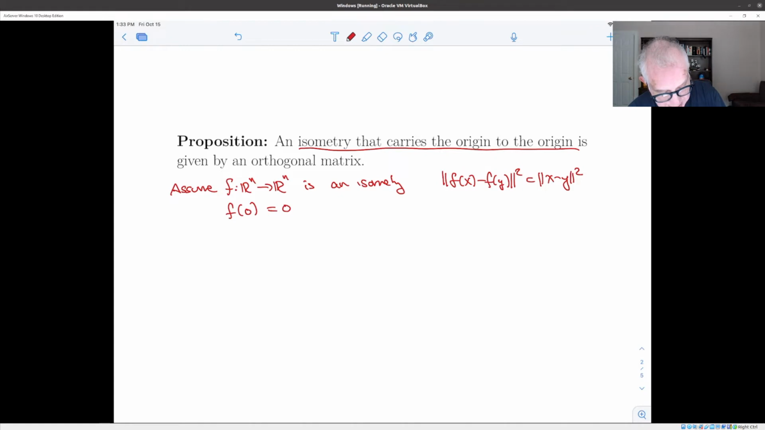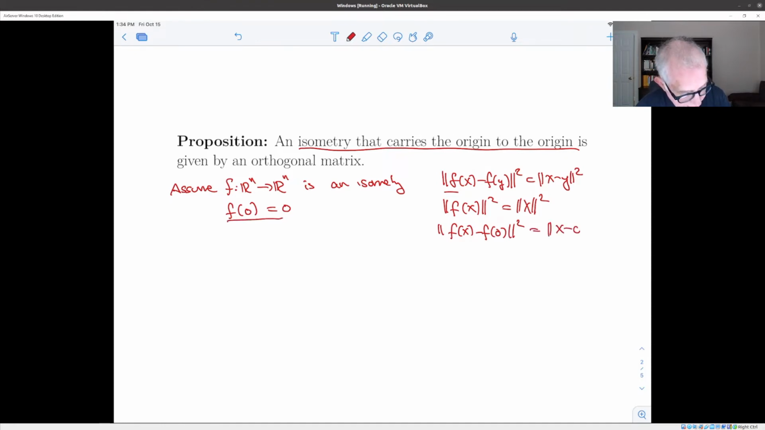And let me just point out that if this is true, then it's also the case that the norm of f(x) squared is equal to the norm of x squared, because this is just f(x) minus f(0). We're assuming that f(0) is equal to 0, and so by the property we have, it doesn't just preserve distances, but it preserves lengths, which are distances to the origin. So that's just something to keep in mind.